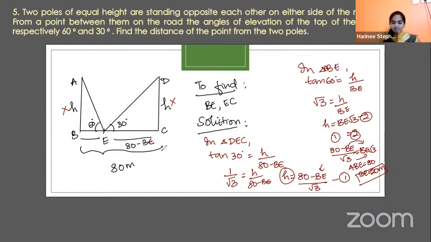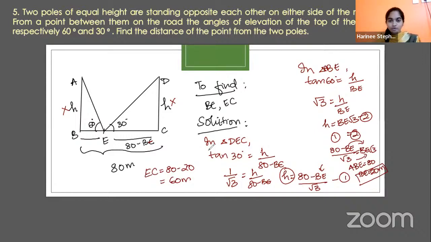I'll give 2 minutes time for others. Adit, very good. Correct, Adit. Keep it up. You've answered quickly. So EC is going to be 80 minus 20, 60 meters.